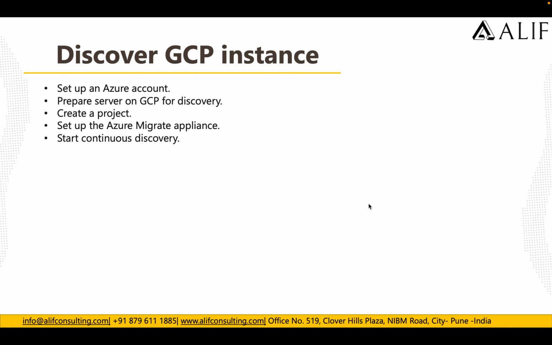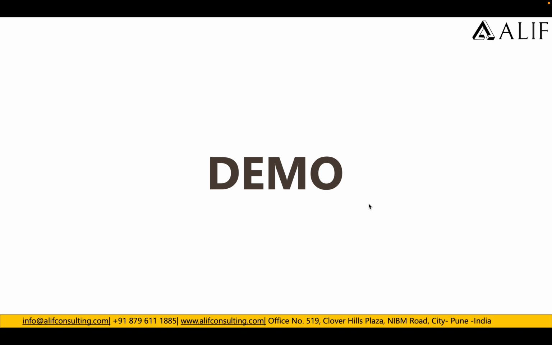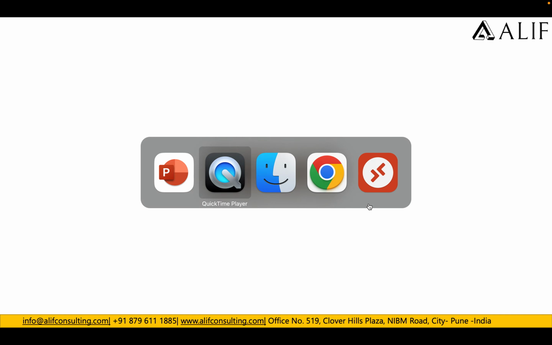right? So to discover a GCP instance, these are the following things which you need to do. You need to prepare or set up your Azure account. You need to prepare your servers on GCP for discovery. You need to create a project. You need to set up the Azure Migrate appliance, and from there you can start or continue the discovery of your VMs, which are already created in the GCP console, right? So let's quickly jump into the demo.